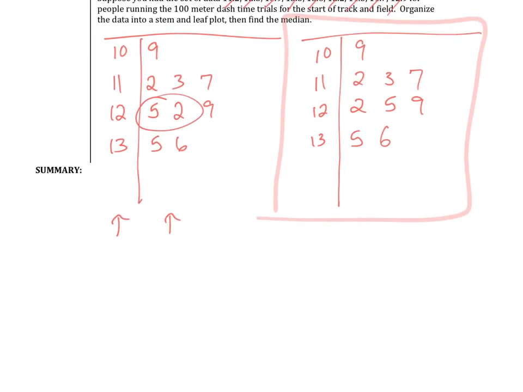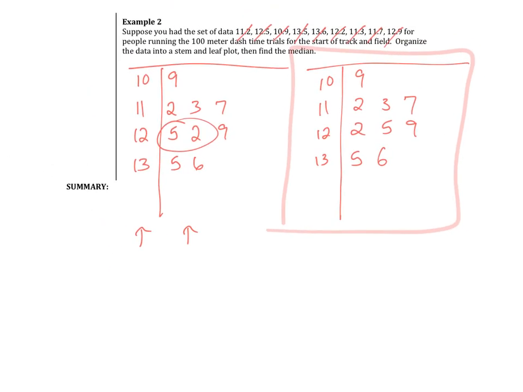Now we got to do the median. We got to count our way to the middle. So the smallest and biggest. The next smallest, the next biggest. Next smallest, next biggest. Next smallest, next biggest. So it looks like the median is 12.2.